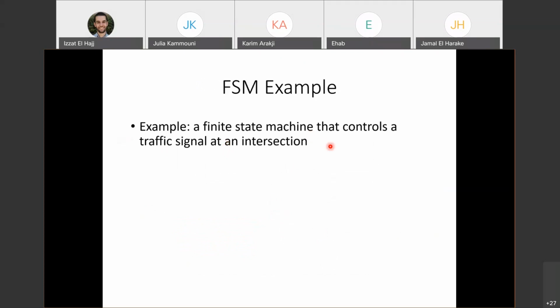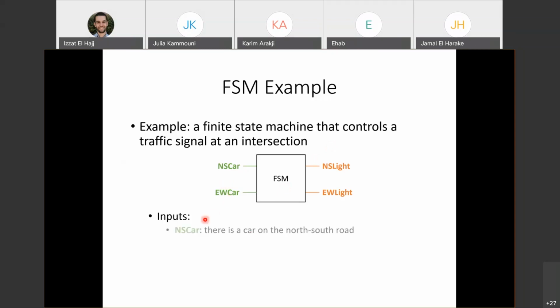And there's usually a finite state machine that's used to control these traffic lights. And what we're going to do is we're going to build a finite state machine to do that. Now, the finite state machine is going to take two inputs, NS car and EW car. And what these inputs are, NS car is going to tell us that there is a car waiting on the north-south road. So we're going to have sensors with our traffic lights, and these sensors are going to sense whether there's a car on the road or not, waiting to pass.